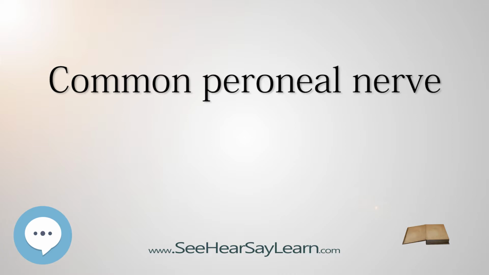The deep peroneal nerve innervates the muscles of the anterior compartment of the leg, which are tibialis anterior, extensor hallucis longus, extensor digitorum longus, and the peroneus tertius. Together these muscles are responsible for dorsiflexion of the foot and extension of the toes. The deep peroneal nerve also innervates intrinsic muscles of the foot, including the extensor digitorum brevis and the extensor hallucis brevis.